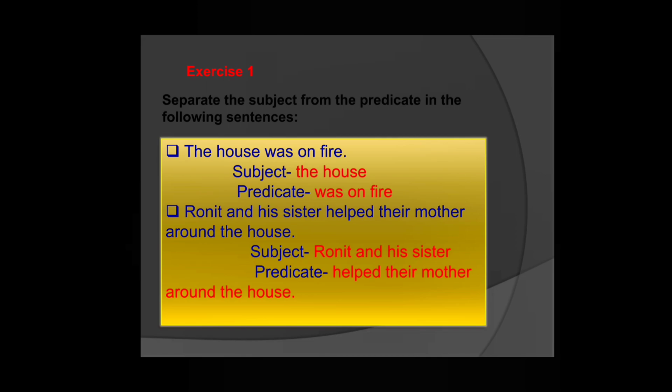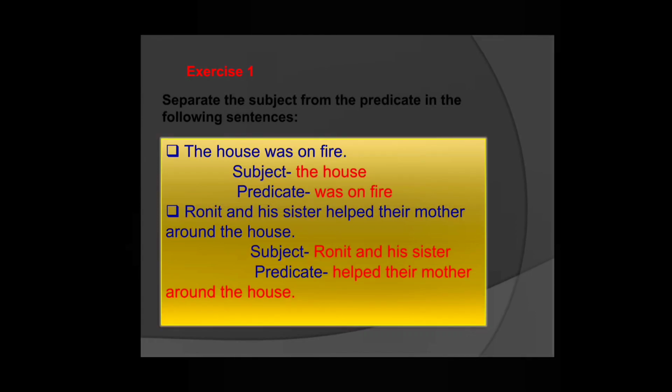Let's do a few exercises. The exercise asks us to separate the subject from the predicate. The first one, the house was on fire. So the subject is the house. The predicate is was on fire, because the verb here is was. Now if I ask, who was on fire? No. The question should be, what was on fire? So the answer is the house. So the house is the subject and the predicate is was on fire.